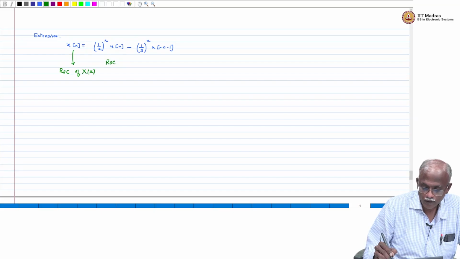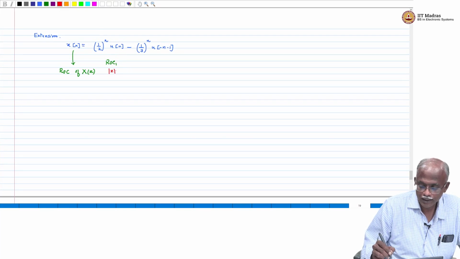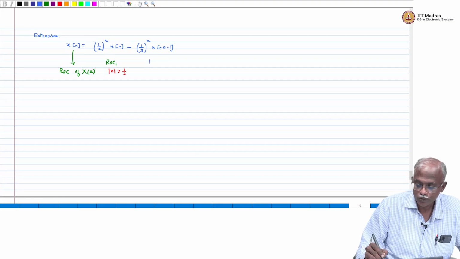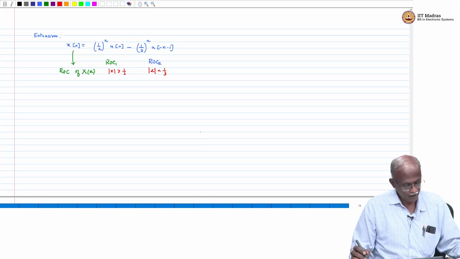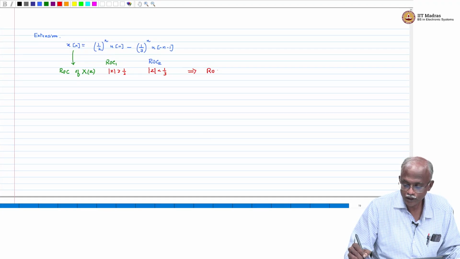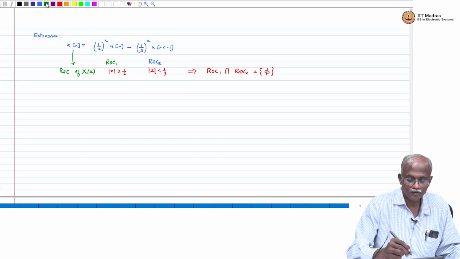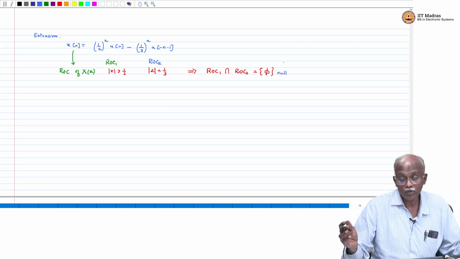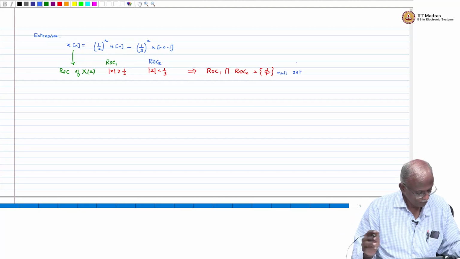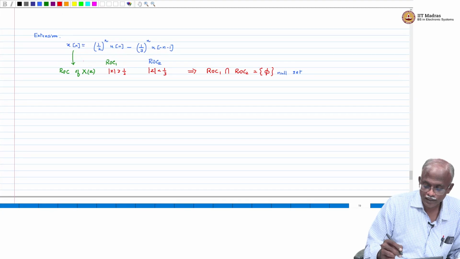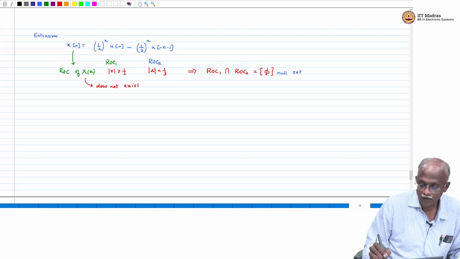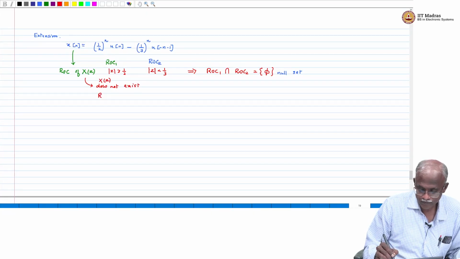ROC 1 will be mod z greater than 1/2. ROC 2 is mod z less than 1/3. So the intersection of ROC 1 with ROC 2 is a null set. If there is no non-zero region of convergence, then the Z transform does not exist. So in this particular case, the ROC does not exist; X of z does not exist, the ROC is a null set.